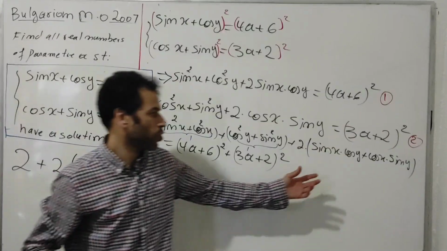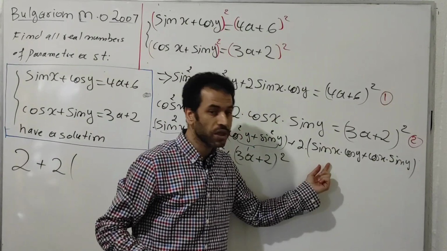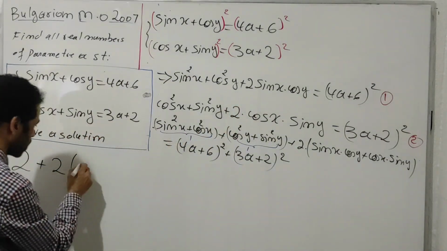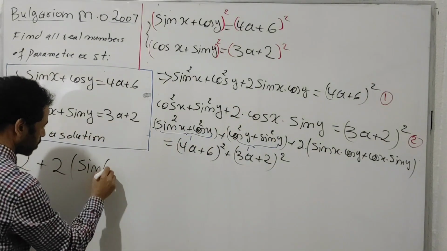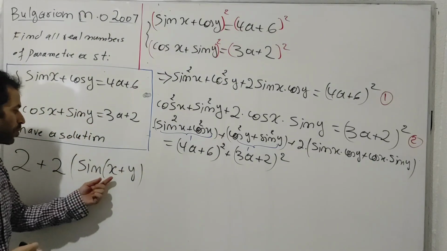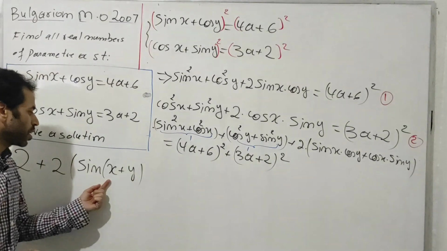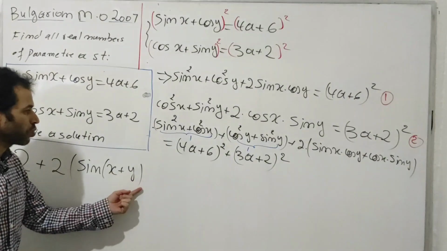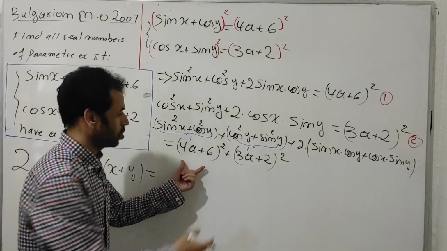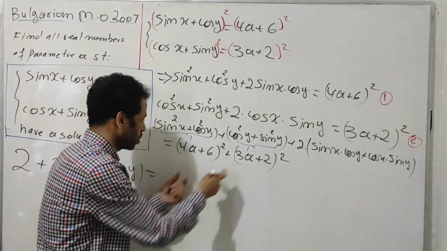Here is a very straightforward identity. This is the same as sine of x plus y. If you distribute, it gives us sine x multiplied by cosine y plus cosine x multiplied by sine y, equal to these two terms. Now I'm going to distribute both terms.